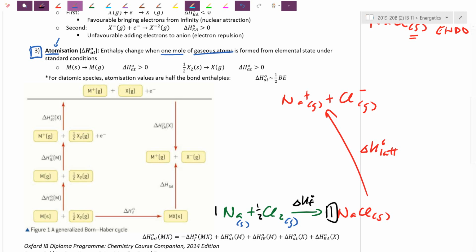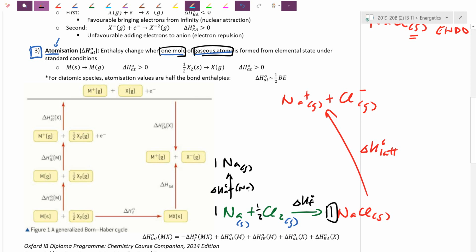So for example here, we have sodium right now. The normal state here is solid. If I want to atomize this, it would end up making 1 mole of gaseous sodium. So there's that 1 mole. This enthalpy change here is called enthalpy of atomization. That's atomization for sodium, so I can specify here this is for sodium or for the metal.